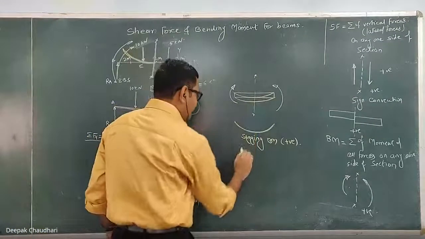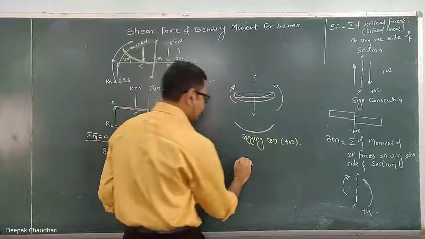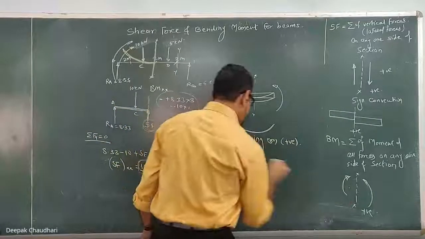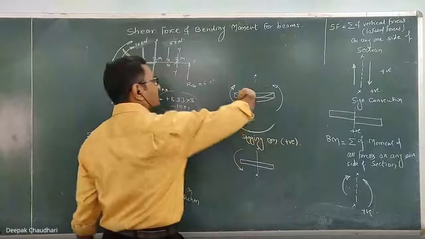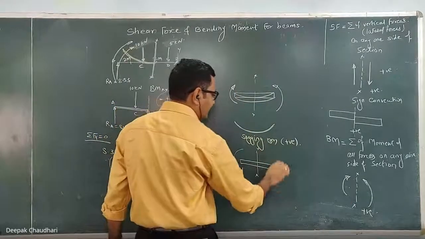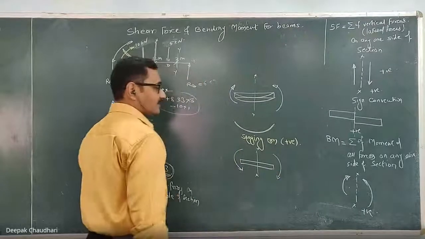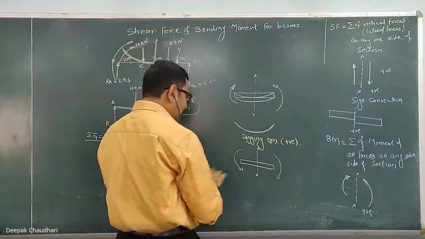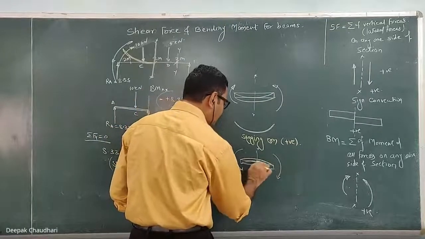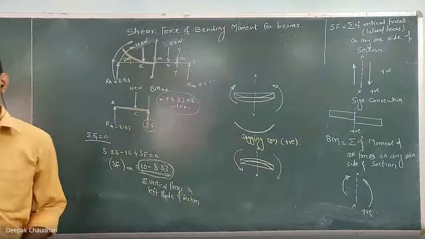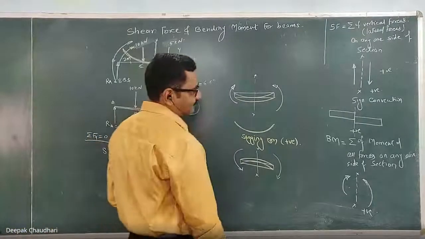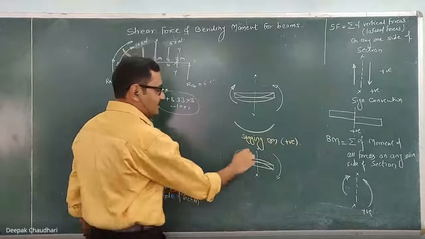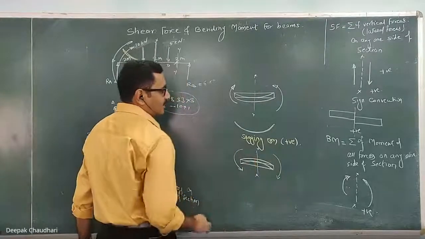Whereas if I take the opposite, if this is the section and on the left hand side there is an anti-clockwise moment and on the right hand side there is a clockwise moment, then the tendency of this moment is to bend the beam in such a pattern. Okay, understood? This is the tendency to rotate the beam, such that the convex part is upward and the concave part is downward.